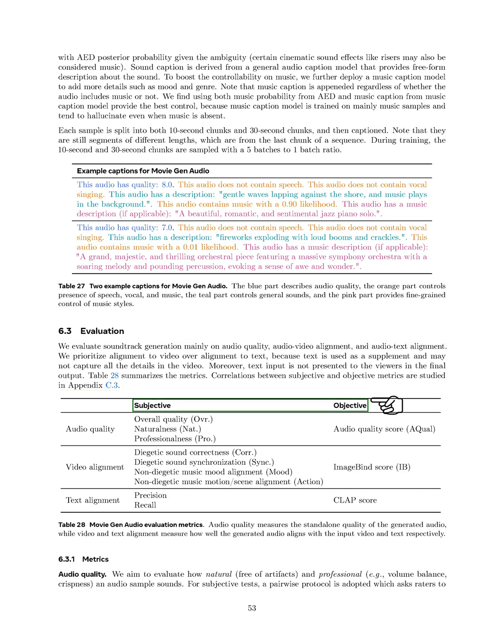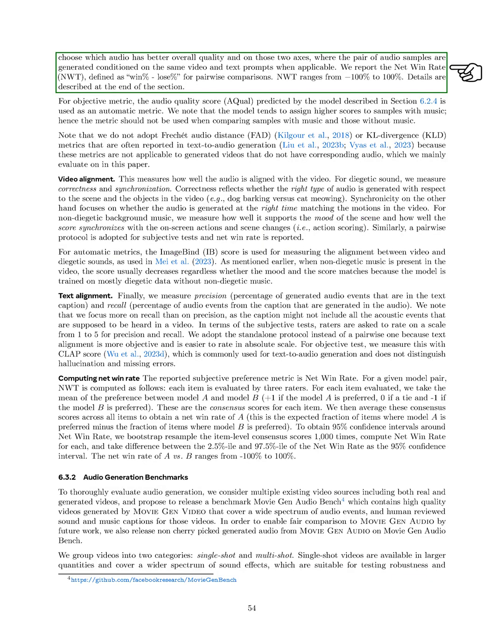We summarize our metrics in a table and explore the correlations between subjective and objective metrics in a separate section. For audio quality, we assess how natural and professional the audio sounds. In our subjective tests, we use a pairwise method where raters choose which audio sample has better overall quality. We calculate the net win rate, NWT, as the difference between the percentage of wins and losses for each comparison, with scores ranging from negative to positive values.